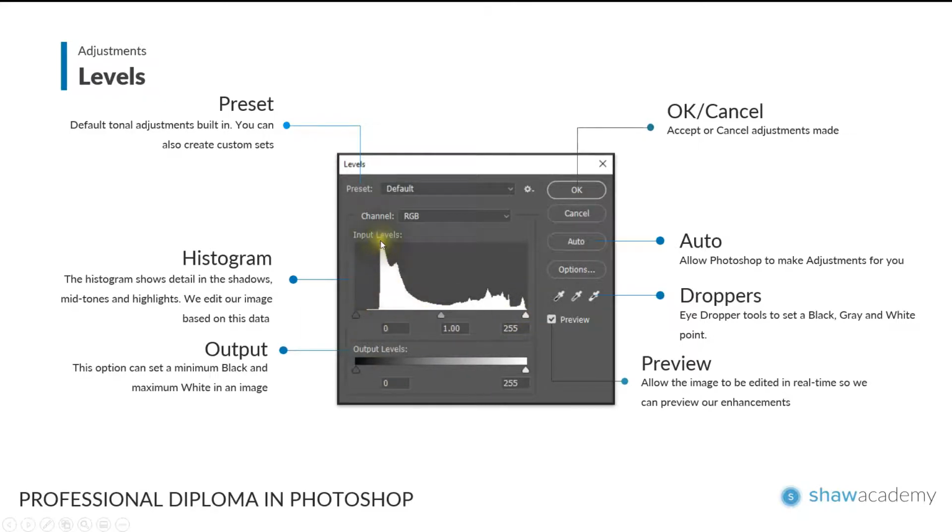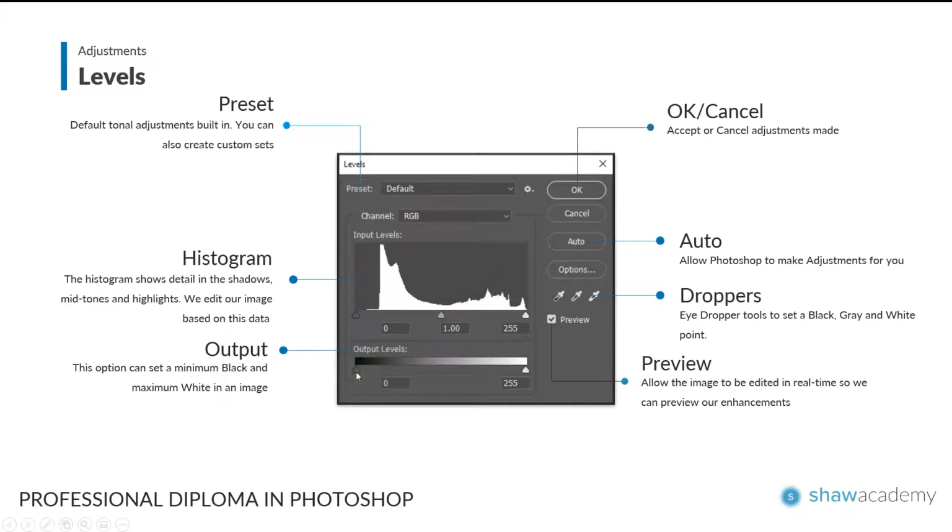The height of the histogram relates to the volume of that tone in the image. So a very high peak here at this section indicates that there's a lot of shadow area, a lot of dark tones in the image. A lower part here indicates that there's a smaller amount of grey tones in the image. And then we have our white tones over here on this side.